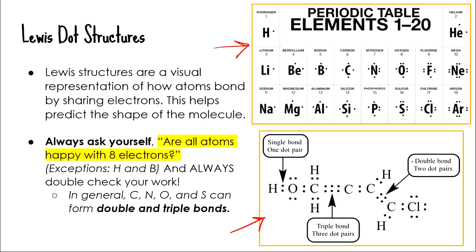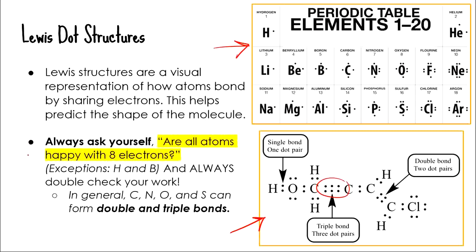There is a double bond where you have two dot pairs, and then you have a triple bond where you have three dot pairs. Now we won't draw Lewis dot structures that are this complicated just yet. We're going to start simple.